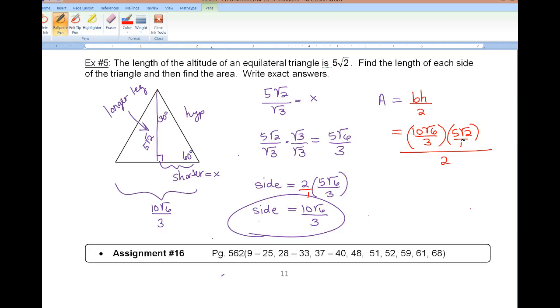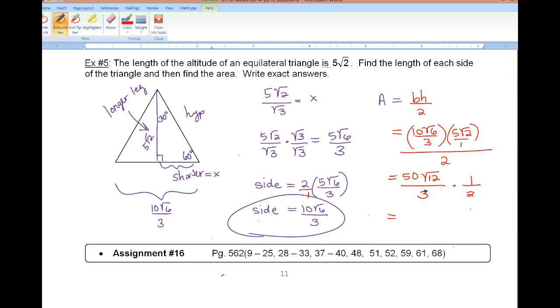So here, what do we get? 50 root 12 over 3. But isn't that 50 root 3 over 2, because we have a 2 under it? Isn't there 50 root 12 over 3 over 2? Yeah, over 2 is the same as multiplying by 1/2.